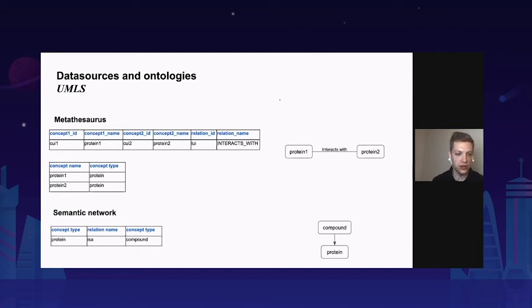There is also another subset of the data, the semantic network, which is rather focused around taxonomy, so that you have a taxonomy for each of the concepts. Like in here, on the right-hand side, you can see the graph visualization. So you can have a protein, which is of type, let's say, compound. You can get this taxonomy from the semantic network. Believe me, you will see it later on, and it's pretty useful.